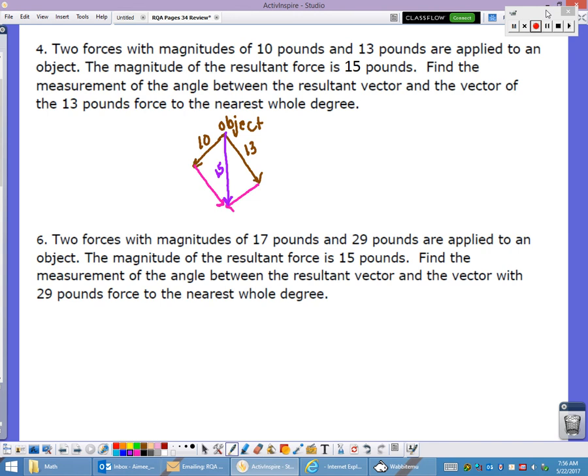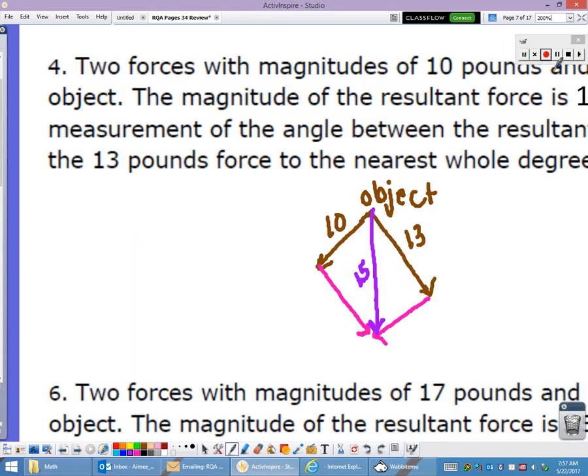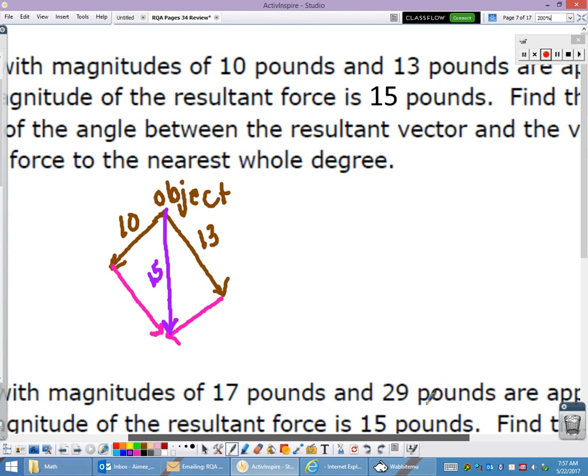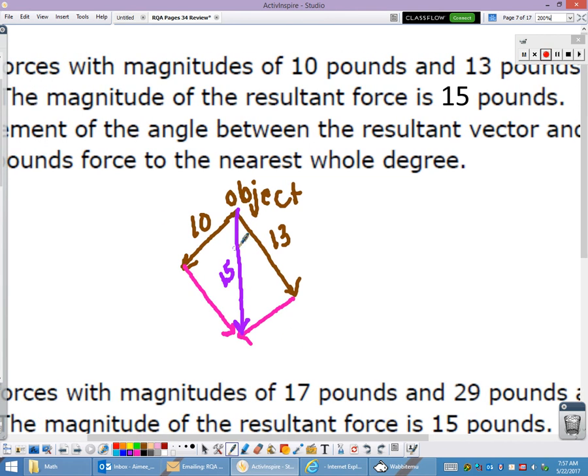Okay? I'm going to zoom in on this just a little bit so I can clean my picture up. Okay. So it says that I want to find the magnitude, or the angle of this right here. So it's this angle right here. So it's the angle between the 13-pound force and the resultant.